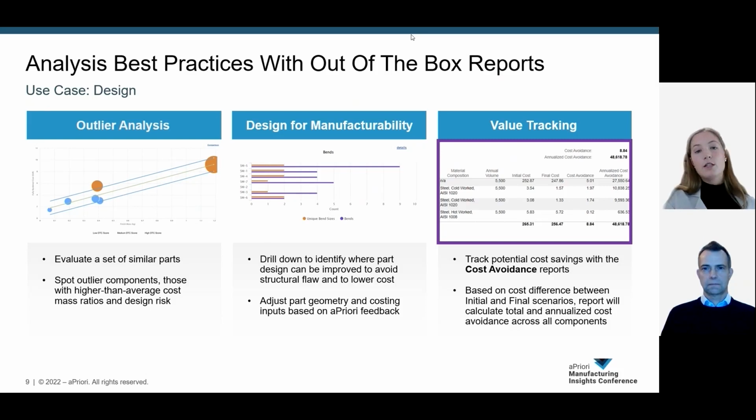This report requires two scenarios per part to then calculate cost avoidance. There's a scenario named initial and a scenario named final. These scenario names can either be set during the design process or set in bulk prior to running this report. And then cost avoidance is calculated as the difference between that design starting and ending point, so the difference in cost between the initial and final scenario for a particular part.